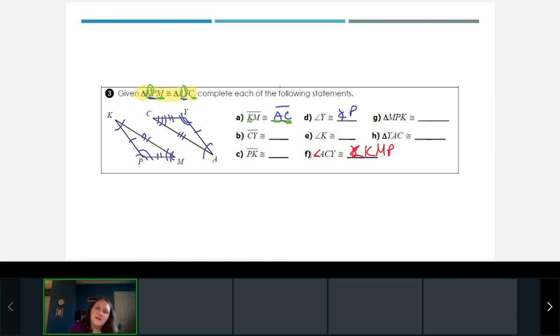And then over here, like part G, it says triangle. So I want to make sure I use a triangle symbol so that a triangle is congruent to a triangle. M corresponds to C, P corresponds to Y. M corresponds to A, triangle C.